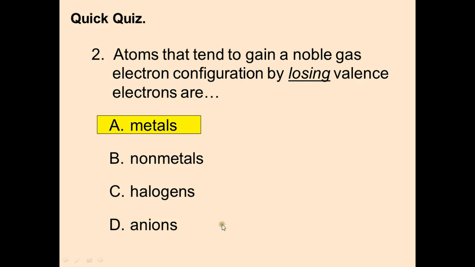So D doesn't make sense, anions. It says atoms, so anions aren't really atoms, they're ions. Halogens are group 7A, and if you have 7 valence electrons, it's easier to just gain a few electrons than to lose a lot of electrons, or lose 7 in this case. And also B, nonmetals are on the right side, so you have more valence electrons, and so it's easier for them to gain a few, but this one says lose electrons, so that is definitely the metals.